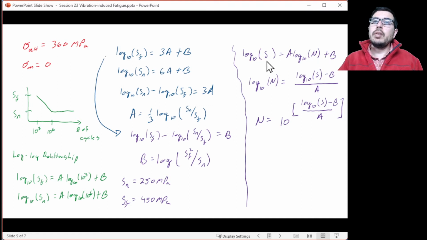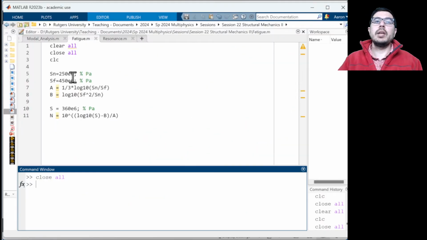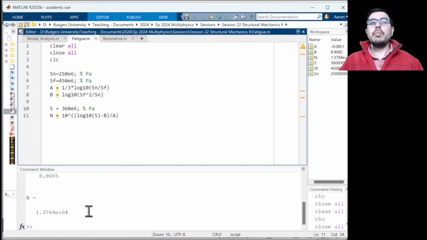I can plug in the value here for our 360 megapascals and then solve for N, like we see here. So what is N equal to? Well, for that, we have a short little MATLAB script that we've written here. We have SN equal to 50 megapascals, SF equals 450 megapascals, and we're going to plug in our S of 360 megapascals, and it will tell us what the N is. This N comes out to be something like 14,000 cycles.